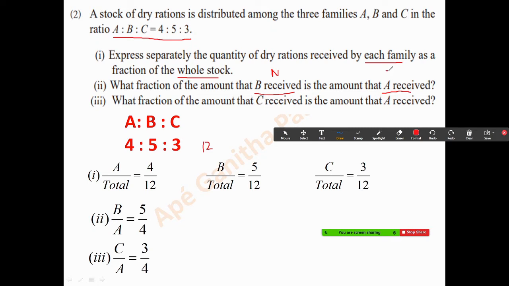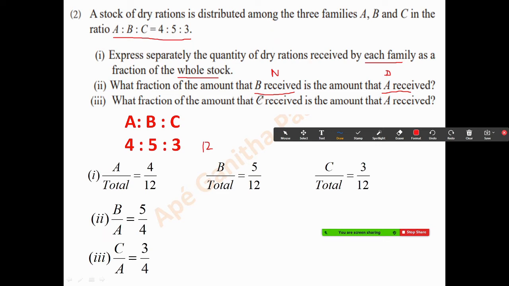You have to compare the part of B with the part of A. So this is the numerator, this is the denominator. B over A. Fraction is B over A. So B, what is the amount? B 5 parts. A 4 parts. So B over A. A 4 parts. So 5 over 4.